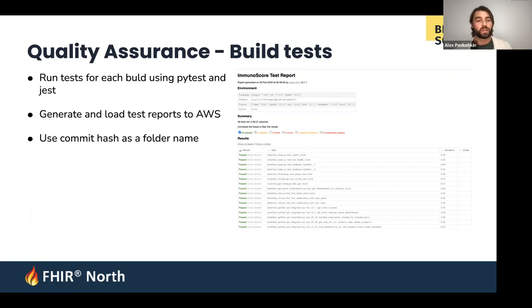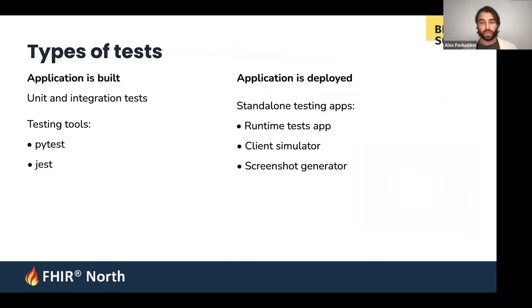We use the commit hash as a folder name to store these kinds of reports. So it's a very transparent way to store all these reports and be sure that we tested all we need. And we are not afraid to make changes because we know that the vast majority of logic is covered with automatic tests.